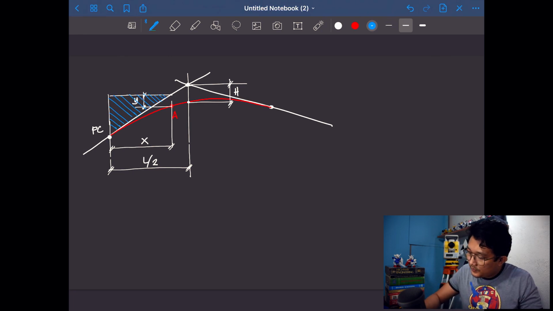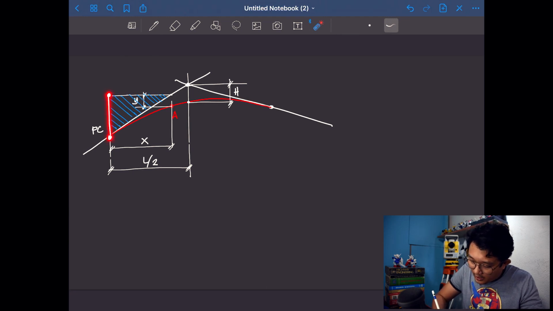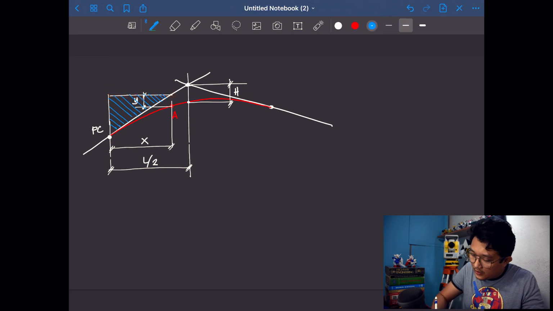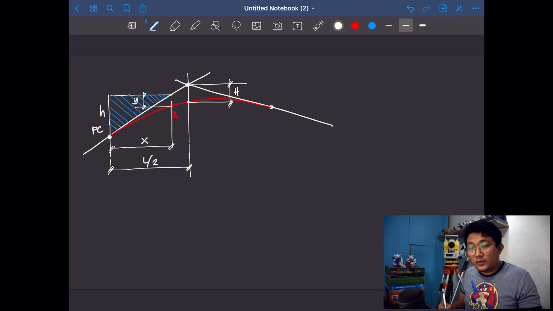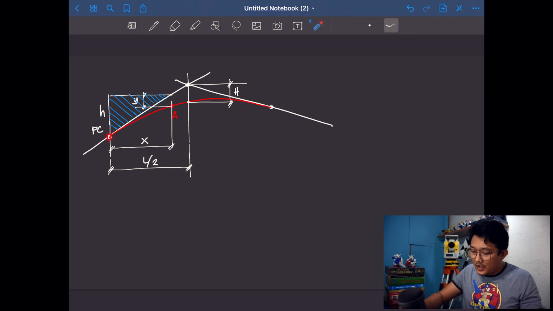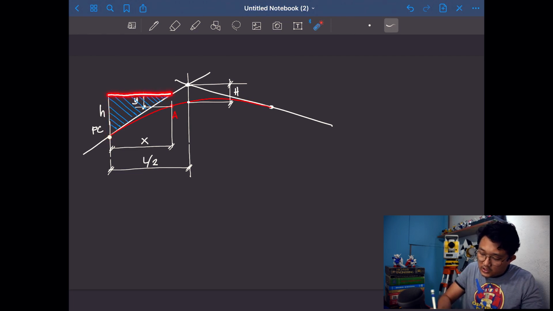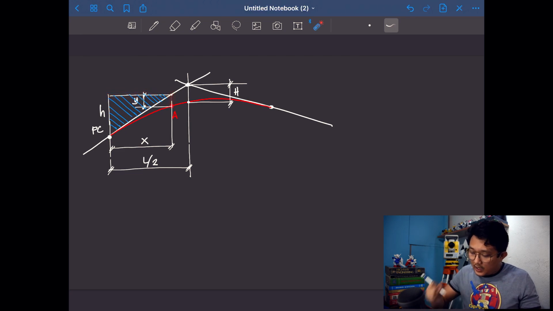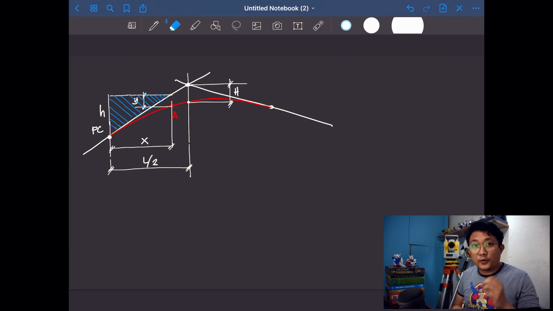Now, I will call the distance from PC to this point right here, where our vertical and horizontal lines meet, small letter h. Notice now that I can solve for the elevation at point A. How do I do that? If I already know the elevation at PC, I'm just going to add the value of h. Take note, this is a horizontal line, no change in elevation, and then I can just subtract the value of y and I will get the elevation at A. So first, we need to solve for the value of h and y.